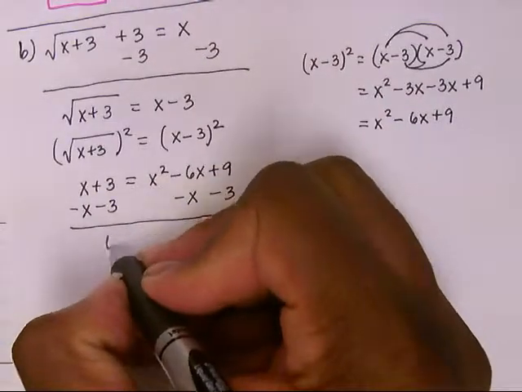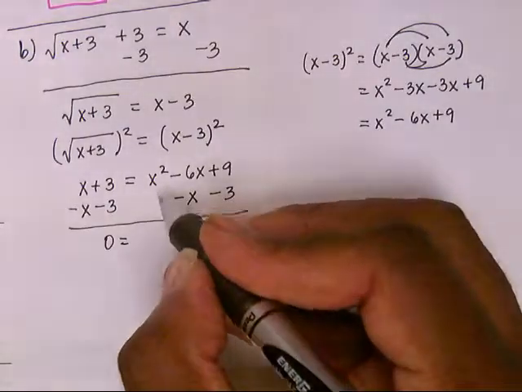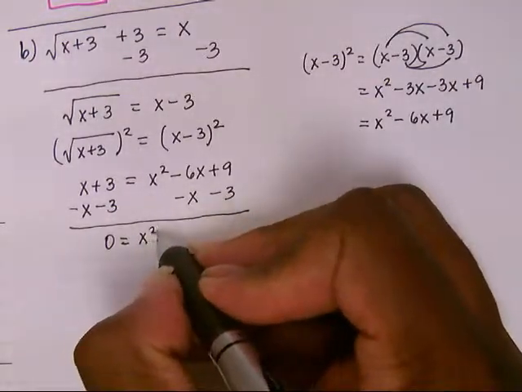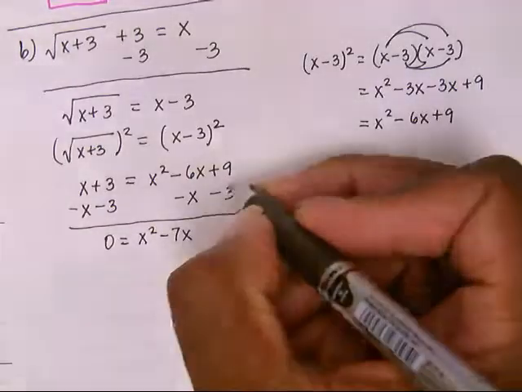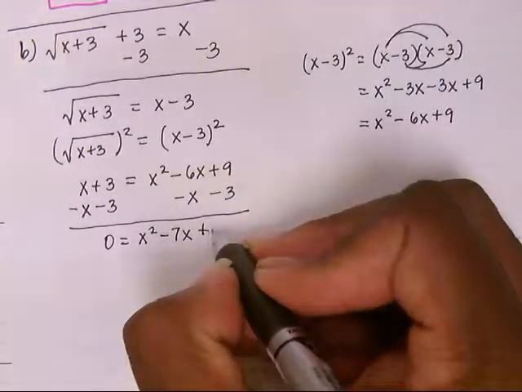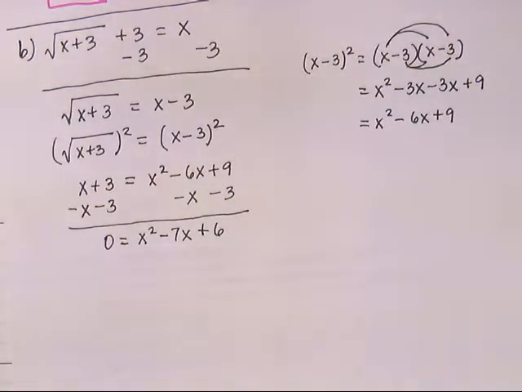So on this side, I'm going to get a 0 here. On this side, I'm going to have x squared, negative 6x and a minus 1x is a minus 7x, 9 minus 3 plus 6. So I got x squared minus 7x plus 6 equal to 0.